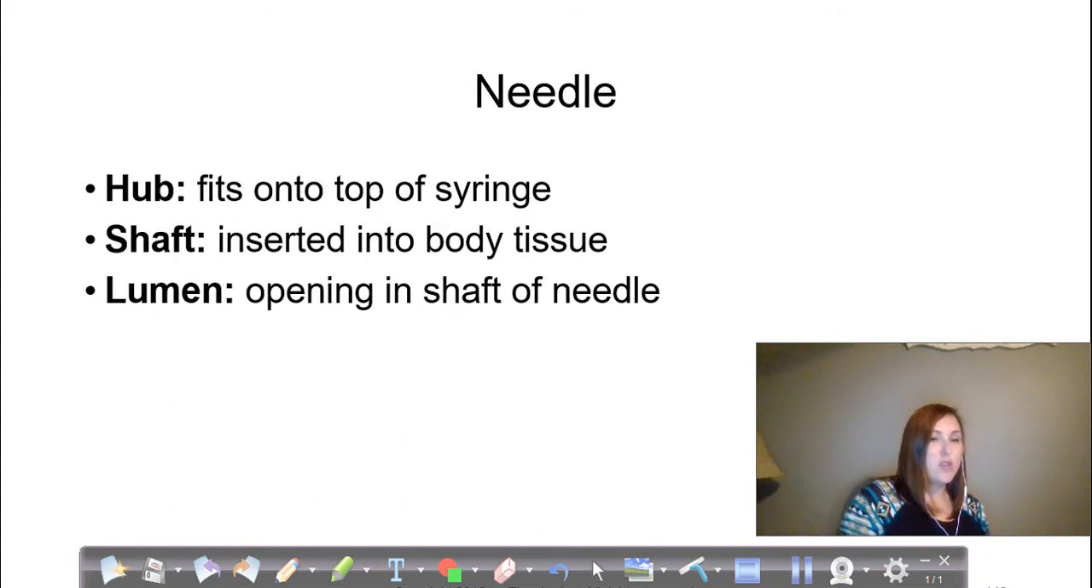So the parts of the needle: there's the hub that fits onto the top of the syringe. The shaft is the portion of the needle that's inserted into the body tissue, and the lumen is the opening of the shaft of that needle.